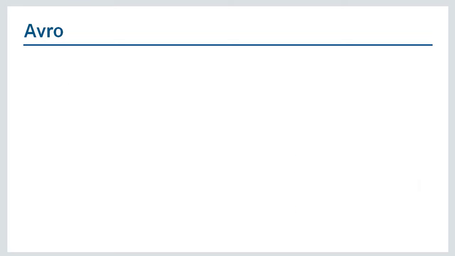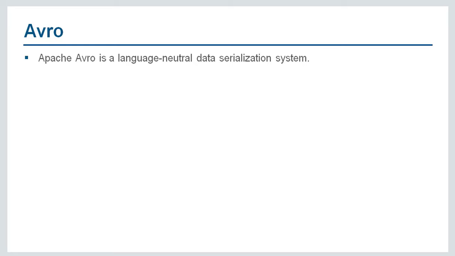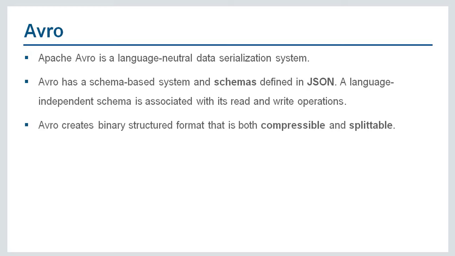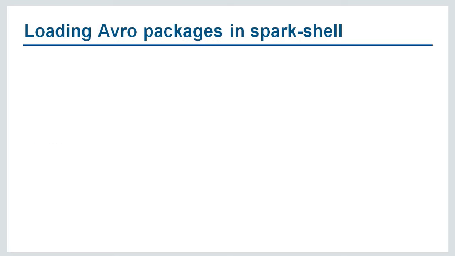Let's talk about AVRO. What is AVRO? Apache AVRO is a language-neutral data serialization system. Apache AVRO has a schema-based system and schemas are defined in JSON. A language-independent schema is associated with its read and write operations. AVRO creates a binary structured format that is both compressible and splittable, and this is the reason why AVRO is very efficient in terms of speed and storage.